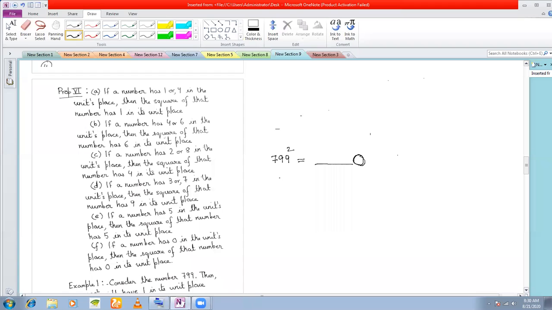Maybe if I take a simpler example, it will be easier. Suppose I take 87 squared, and I ask you what should be the last digit of the square number. So you multiply 87 with 87. How do you multiply? 7 times 8 is 56, and you have a 0 here. 8 into 8 is 64, 64 plus 5 is 69.